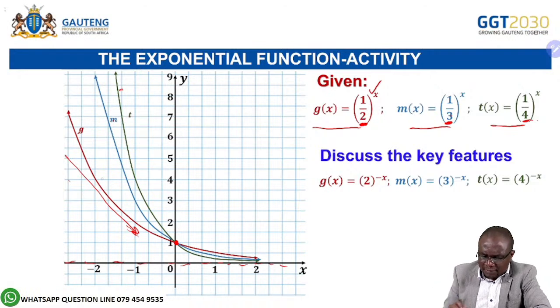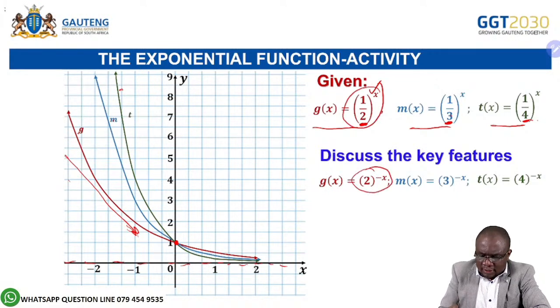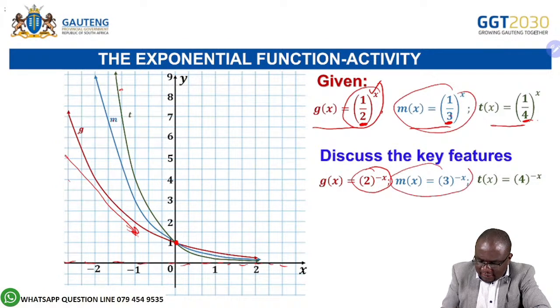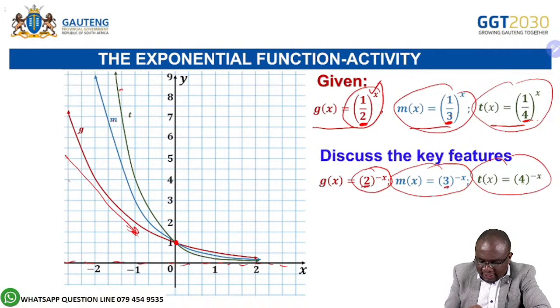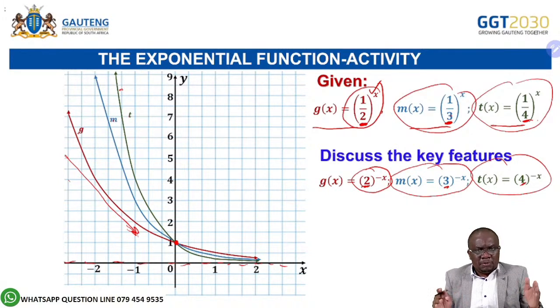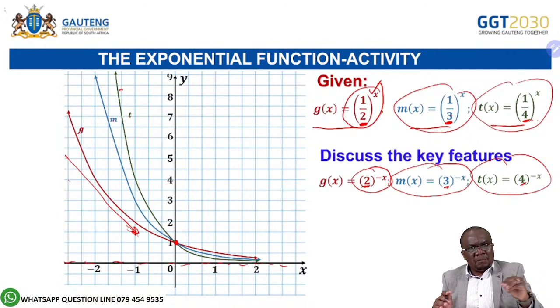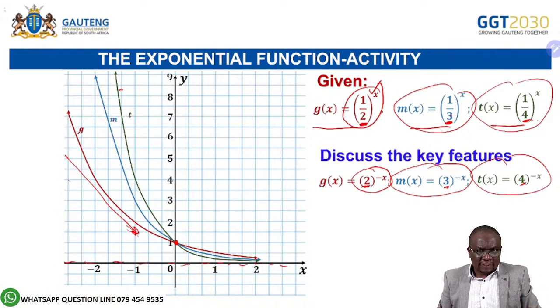Then I said, no, let me use my knowledge about exponential laws. I can write this like this, and this like this, and this like this. You see that? And then it becomes very clear now: 2, 3, 4. If they increase there, then the graph becomes steeper. So when b is between 0 and 1, it's better to look at the denominators of the fractions. As the denominators of the fractions increase, the graphs become steeper.